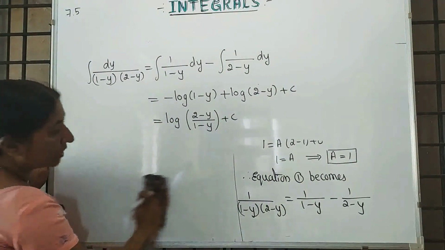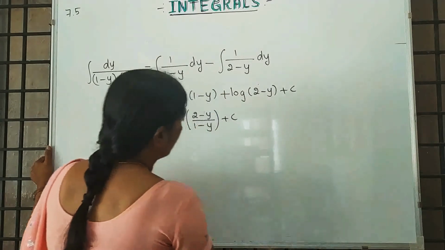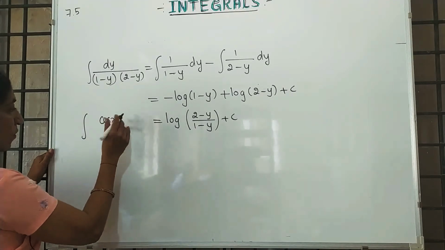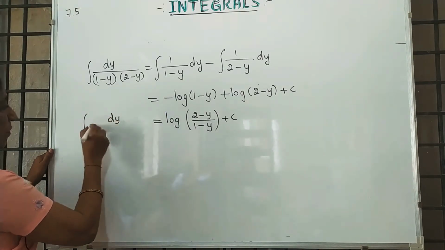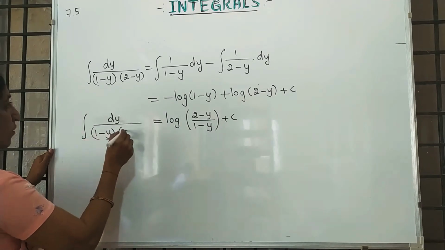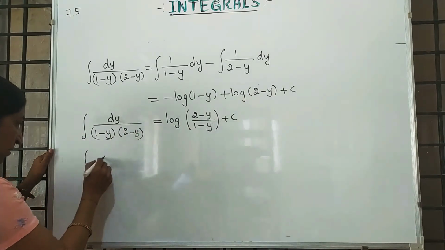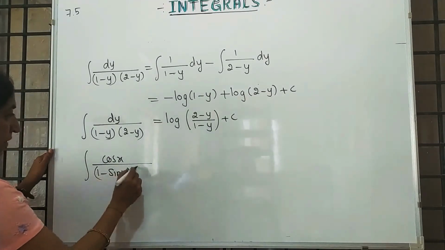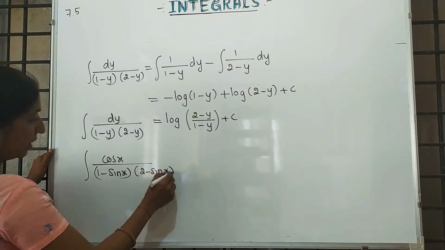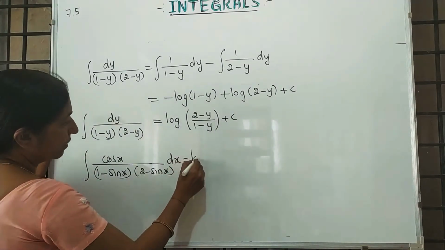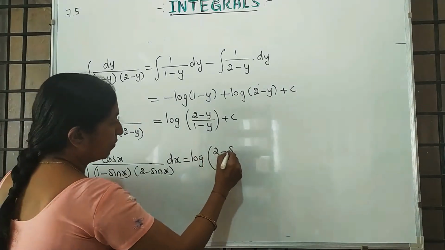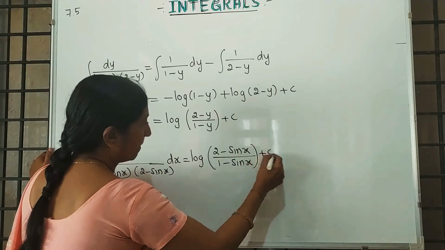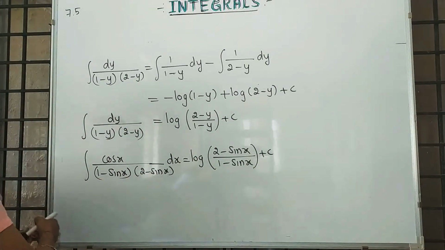But the problem is not in the form of y, it is in the form of trigonometric terms. Write down that y value. So the integral of dy upon 1 minus y into 2 minus y, that is cos x upon 1 minus sin x into 2 minus sin x dx, is equal to log of 2 minus sin x upon 1 minus sin x plus c.